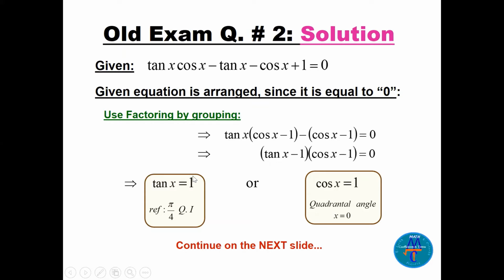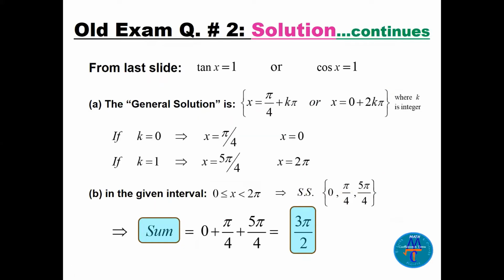So tan of x is equal to 1, or cosine of x is equal to 1. Now find the angle where tan is equal to 1. It will be pi over 4. Cosine of x is equal to 1. It will be quadrantal angle. X will be 0. So we can write the general solution here. So the general solution will be x equals pi over 4 plus k pi.